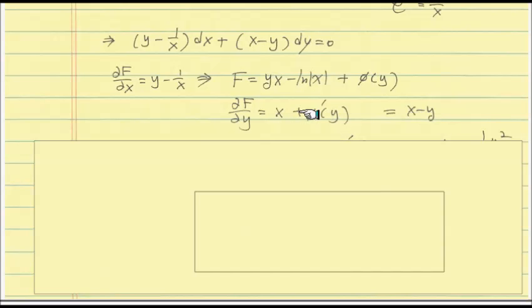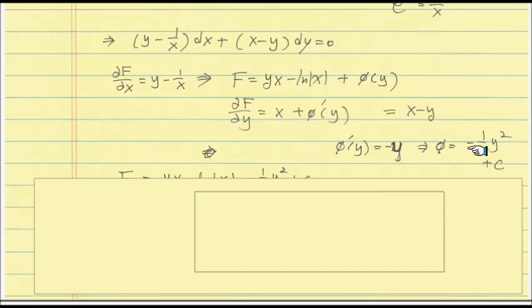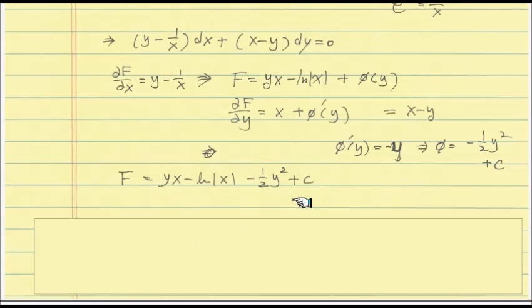Good, this x is matched here. So phi prime must be negative y. What could phi be? It's the antiderivative of negative y, so phi turns out to be negative 1/2 y squared plus an arbitrary constant. So here is the solution: yx minus ln x minus this phi part. If you differentiate that with respect to x, you get that, and with respect to y, you get that. And that's the general solution. If you have an initial condition and put it in there, that will determine what this c should be.